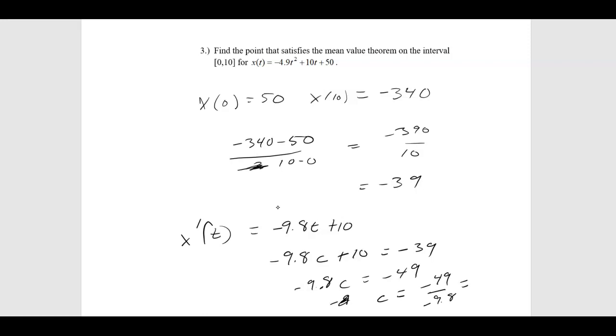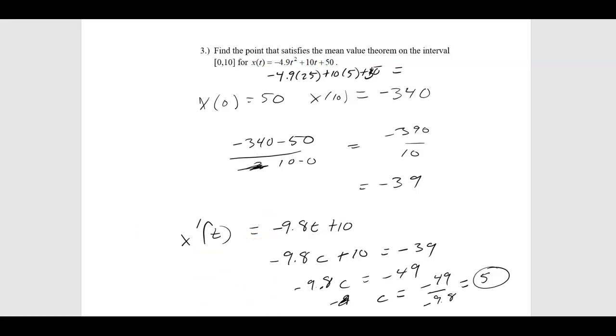It's good. I get a positive value because my interval is from 0 to 10, so I would hope so. And I get c equals 5. So if I want to find the point that satisfies the mean value theorem, and I might not have finished this in the last one, negative 4.9 times 25, which is 5 squared, plus 10 times 5, plus 50, and that will give me the y-coordinate of the point. And 5, comma, the result of this gives you the point.